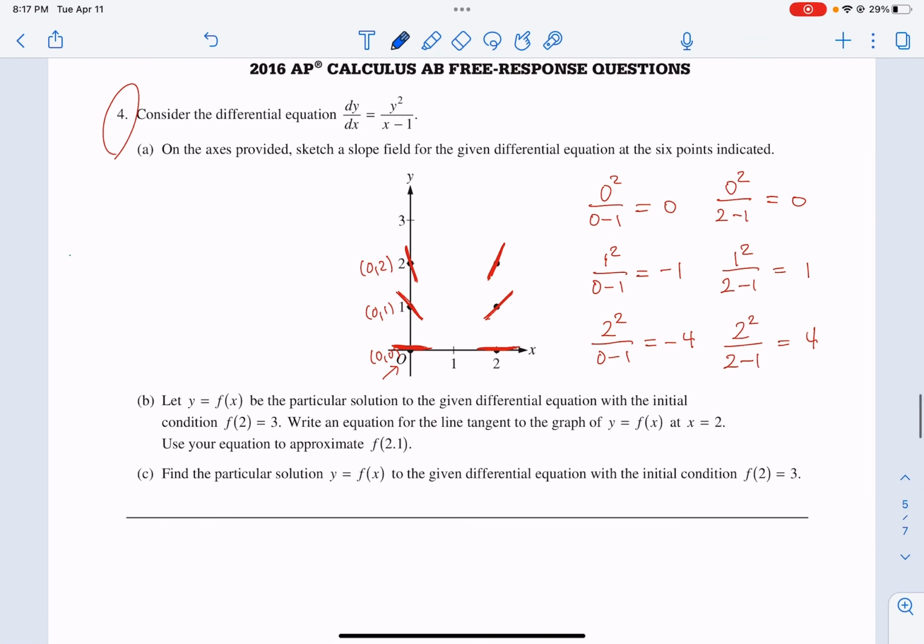So part B: let y equal f of x be the particular solution to the given differential equation with the initial condition f of 2 equals 3. They ask us for two things here. Write an equation for the line tangent to the graph of the particular solution at x equals 2, and then use your equation to approximate f of 2.1. So let me get into that first request.